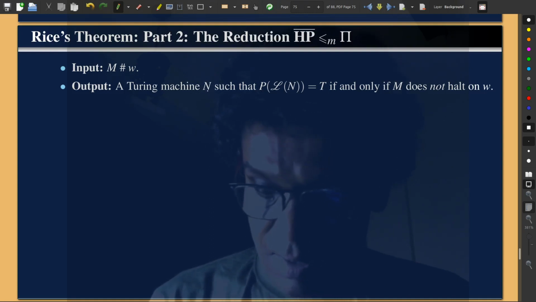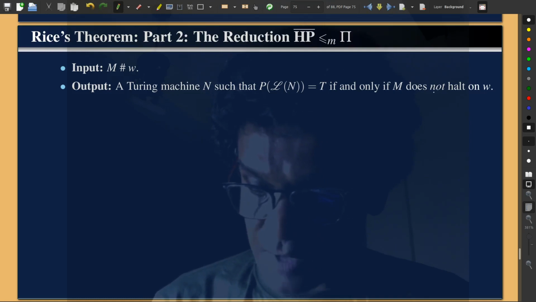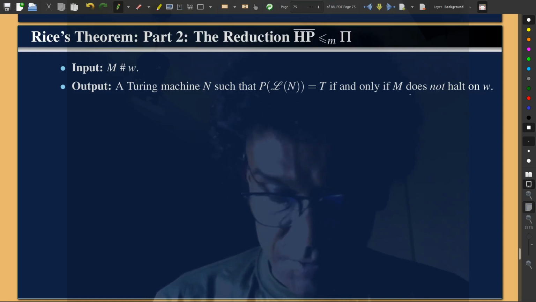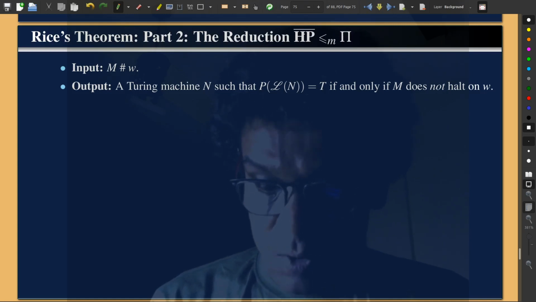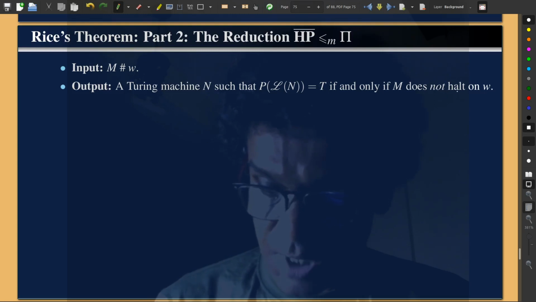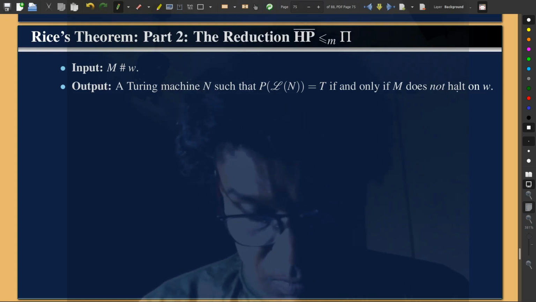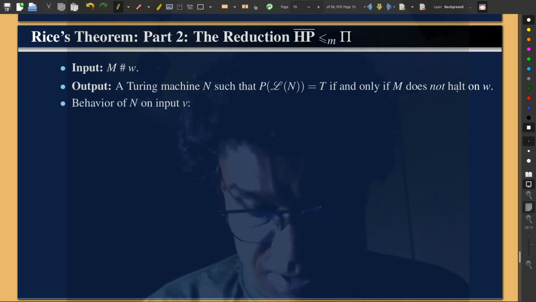N, such that the language of N satisfies the property if and only if M does not halt on W, because it's a reduction from the complement of HP to pi. So does not halt means the property holds; halts means the property does not hold. True if does not halt, false if halts. So this is the main function for N.